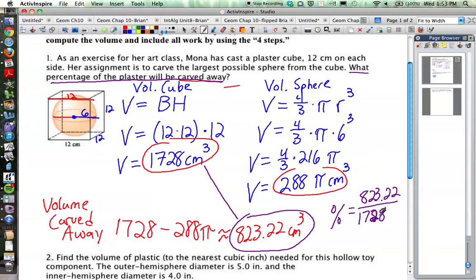And when we do that, that is approximately 0.4764, which is approximately, rounding to the nearest percent, if you multiply that times 100, you would get about 48%. So our final answer for this problem is 48% of the cube is being carved away.